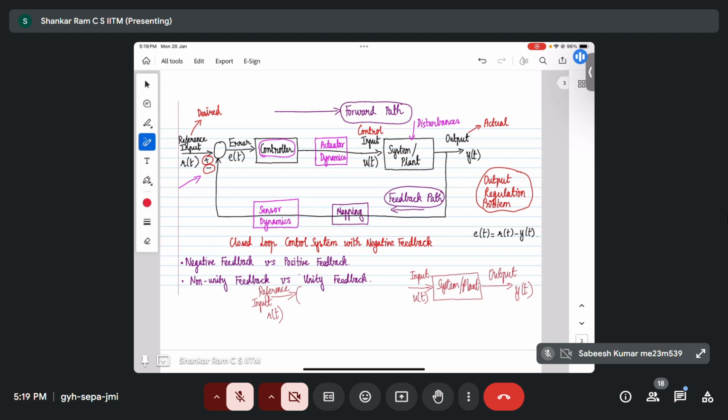So let us say I want the vehicle to go at a speed of 60 kilometers per hour. Then what I do, I measure the actual speed. Let's say it's 50 kilometers per hour. And then I give feedback. Okay, so this process is what is called feedback. Okay, so I feed back the actual speed. And then when I subtract the actual speed from the reference input, I get what is called an error E of t between the reference input, which is the desired output, and the actual output.